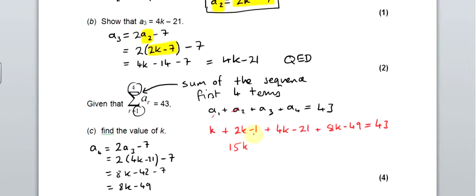And then we've got minus 1, minus 21, and minus 49. So that makes... Now that seems rather strange to me. I think that's not minus 1, is it? That's minus 7. That's better. That makes minus 77. And it makes 43. So that means 15k is 120. And that's a good sign, because 120 is 8 times 15. So there we are. We found the value of k. Job done.